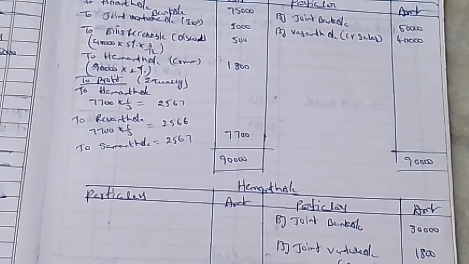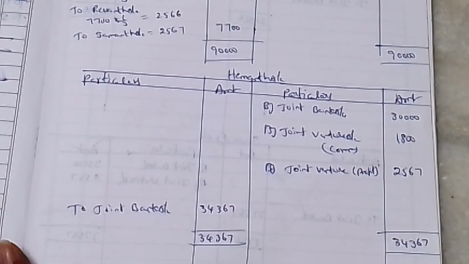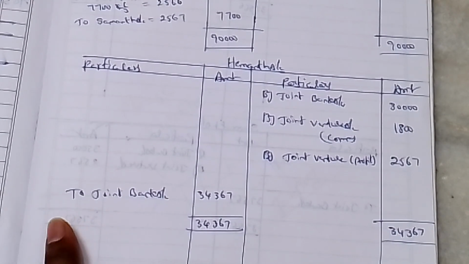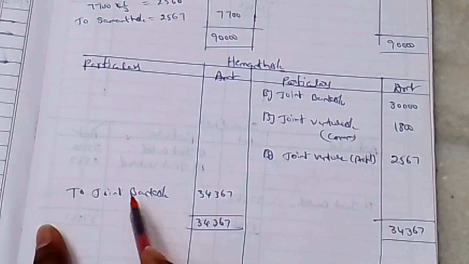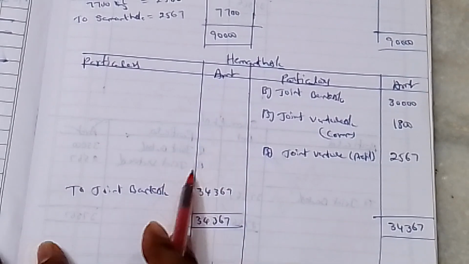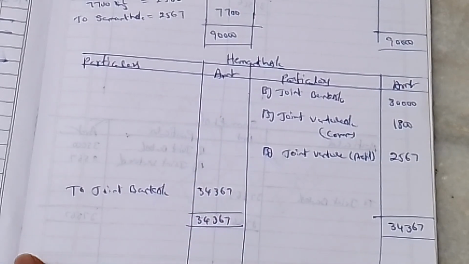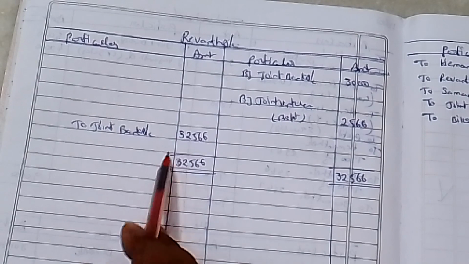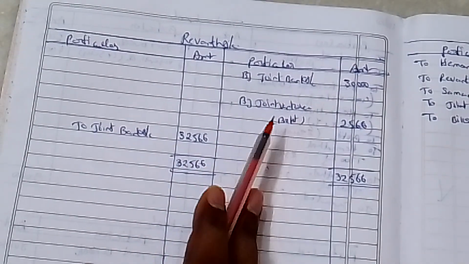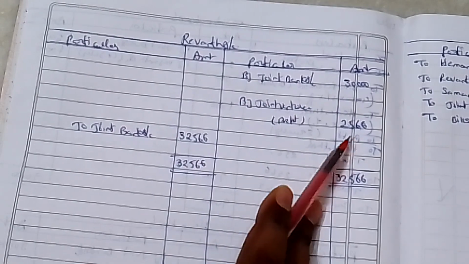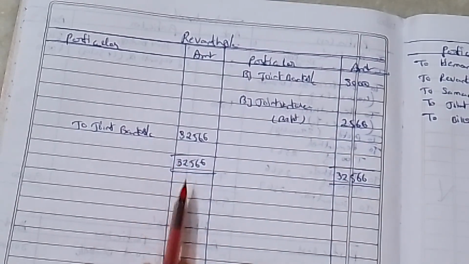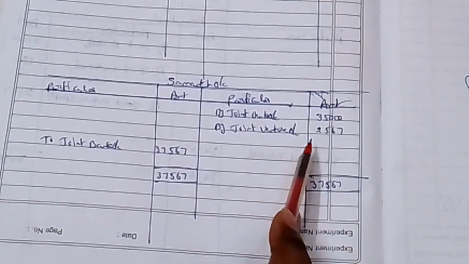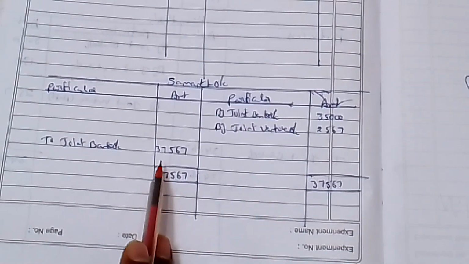Hemant account. By joint bank 30,000, by joint venture commission, by joint venture profit. Total, to bank, final settlement. The amount to be paid to Hemant is transferred from Hemant account to bank account, 34,367. Revant account: by joint bank 30,000, amount contributed in bank. So profit 2,566, total 32,566 to joint bank. Next, Samant: by joint bank 35,000, by joint venture profit 2,567. Total to joint bank 37,567. Samant account to bank, final settlement.